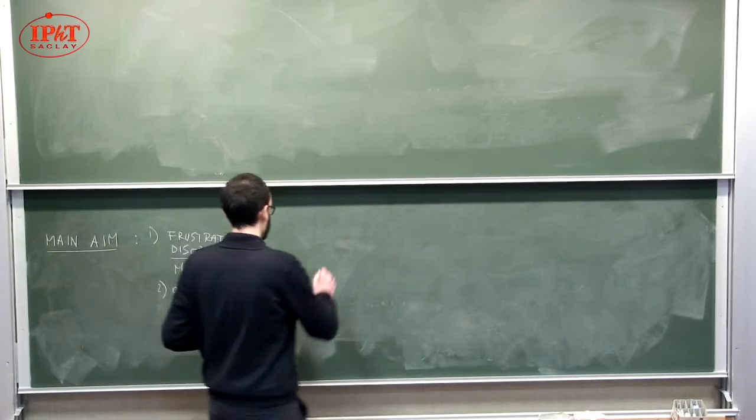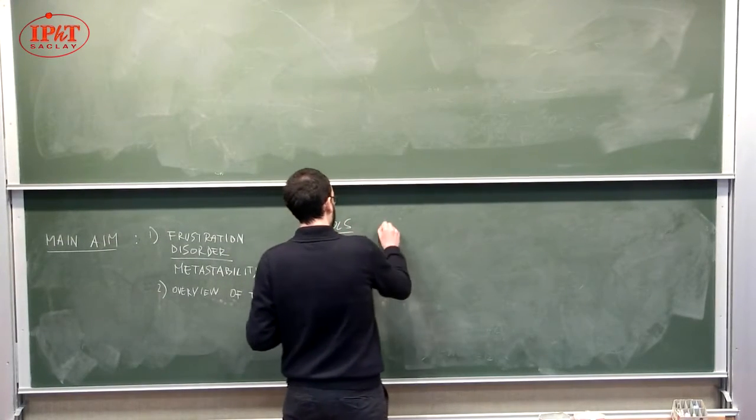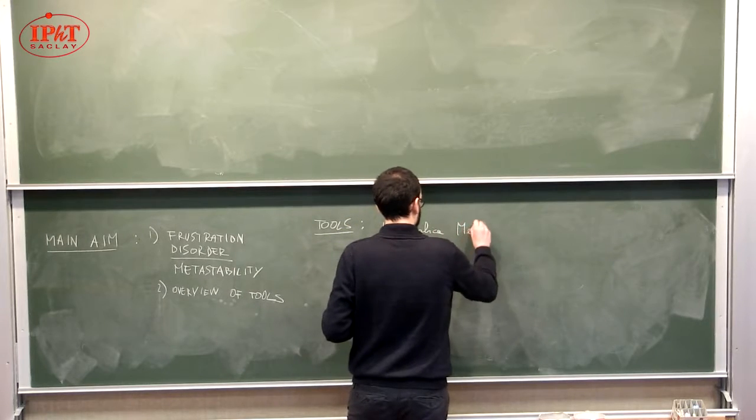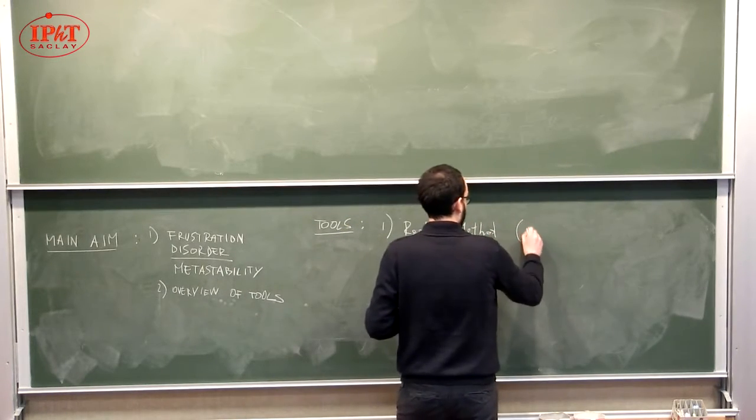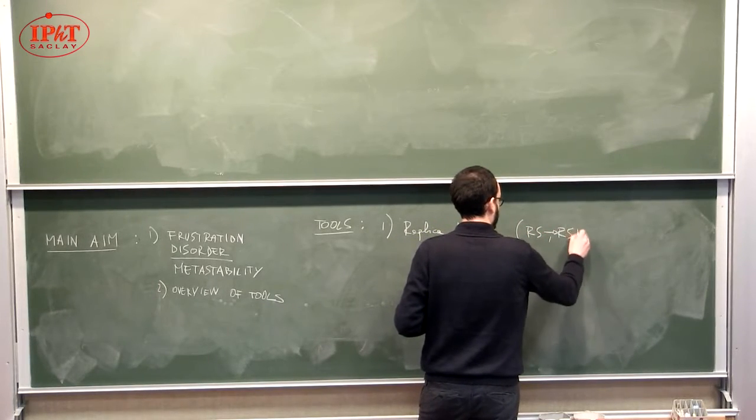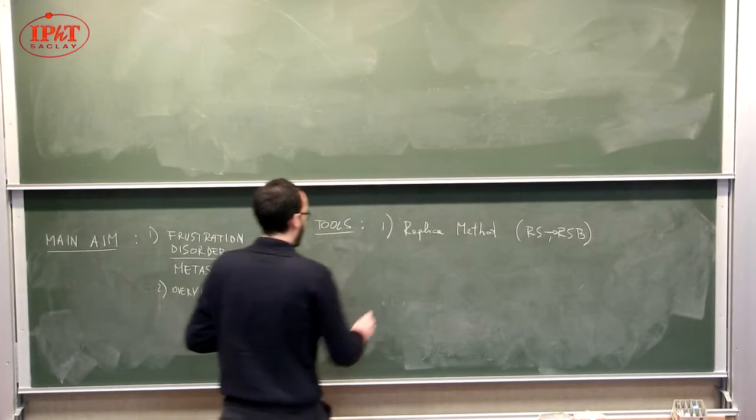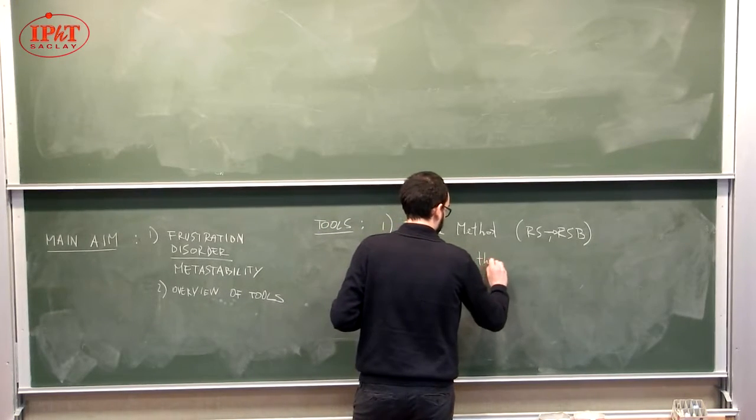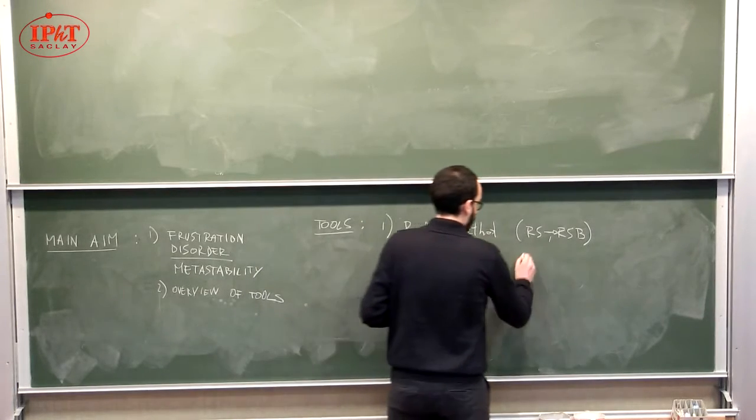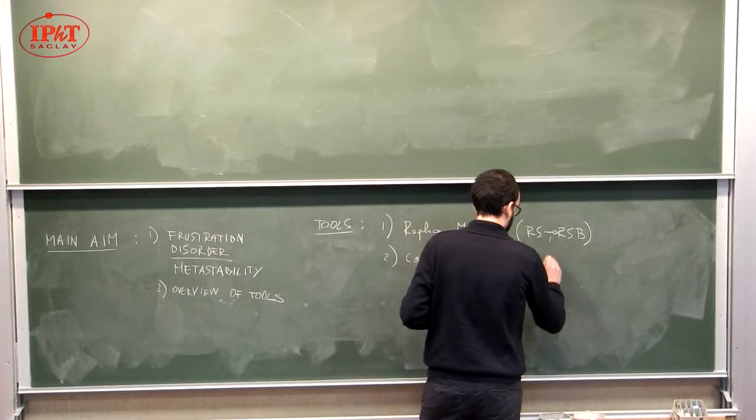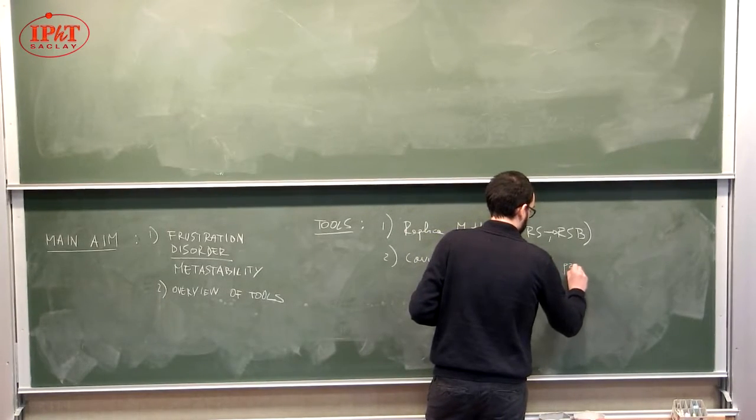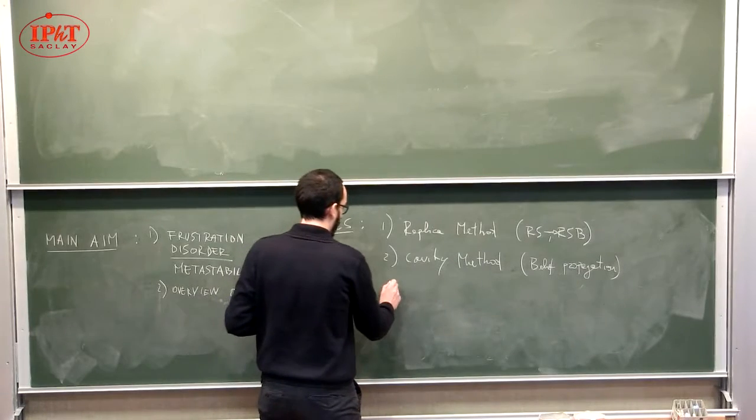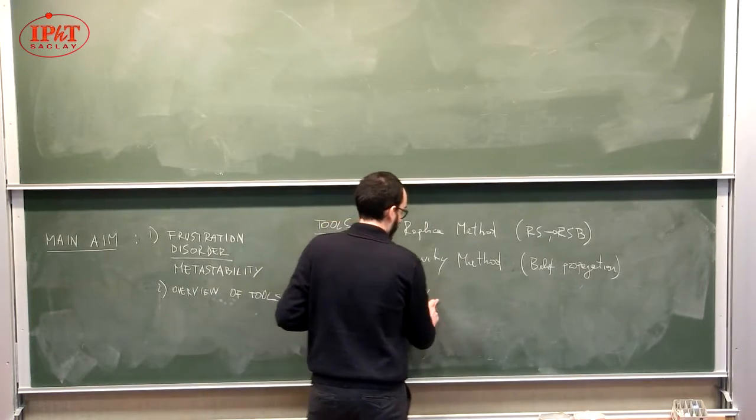So what I would like to discuss is first the replica method, and in particular, replica symmetry and replica symmetry breaking. Then I would like to discuss the cavity method, also known in the context of computer science as belief propagation. And finally, I would like to discuss the dynamics, and mainly Langevin dynamics.